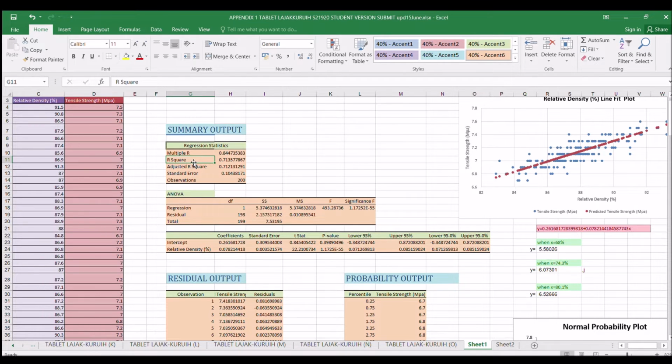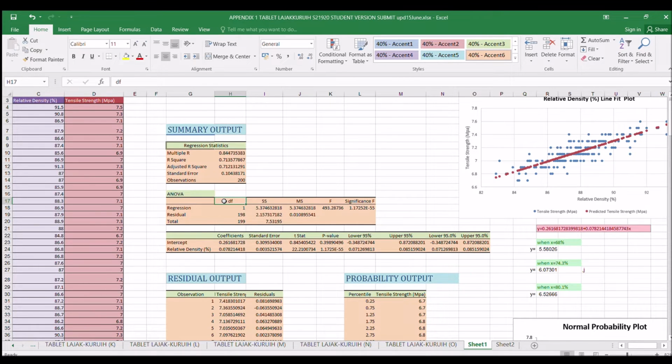R squared is actually the coefficient of determination, and it is used to check the adequacy of a regression model. And this observation is actually the number of sample data. So here we have 200 data. So let's move to the ANOVA.